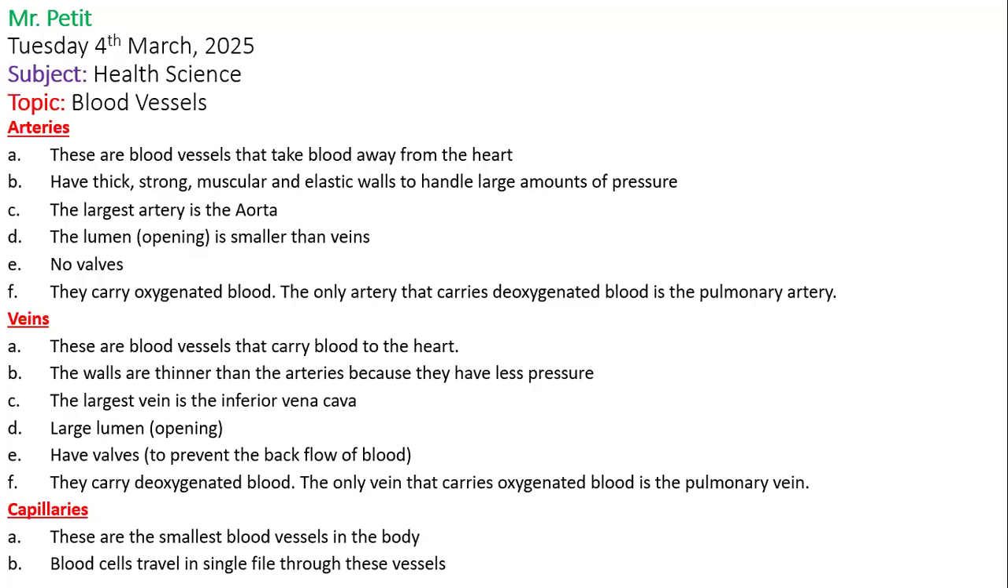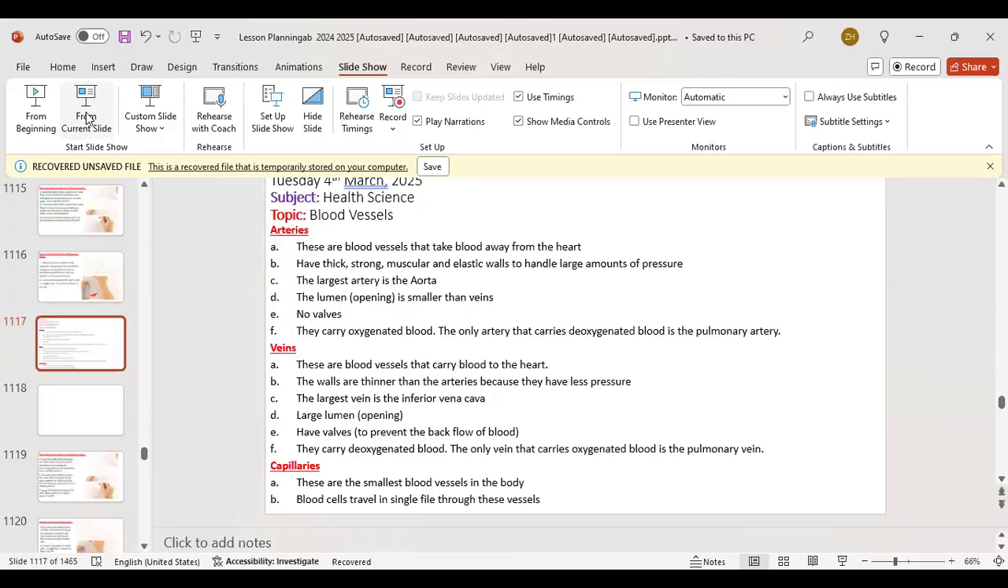Excuse me, Mr. Bailey. I can't see what it stands for. Capillaries, okay, no problem. It's the smallest blood vessels. And blood cells travel in single file through these cells.